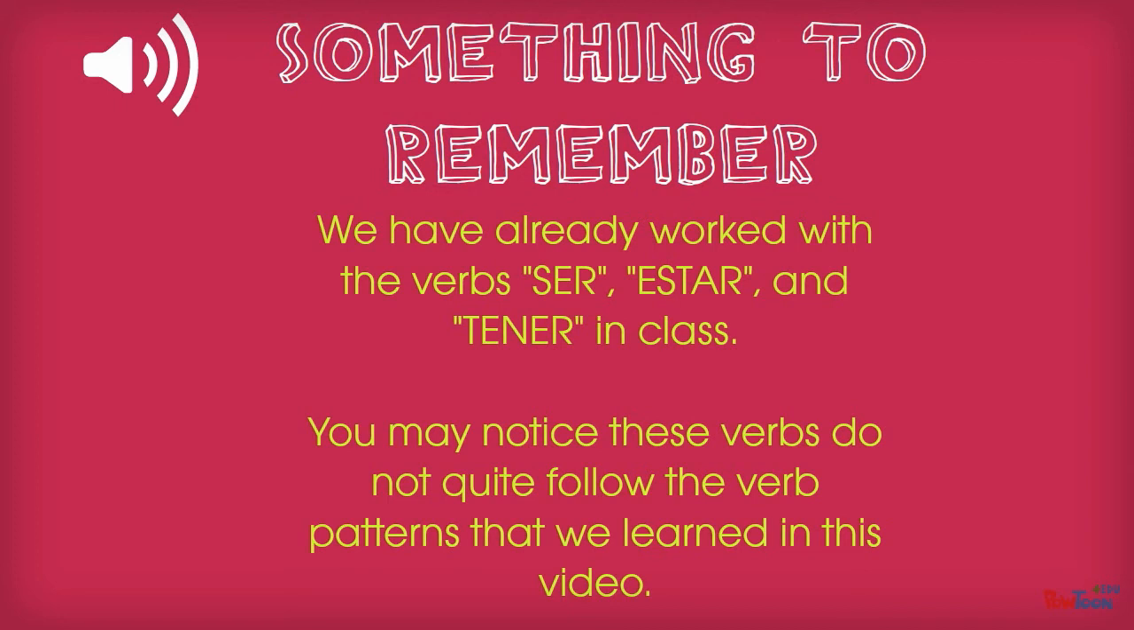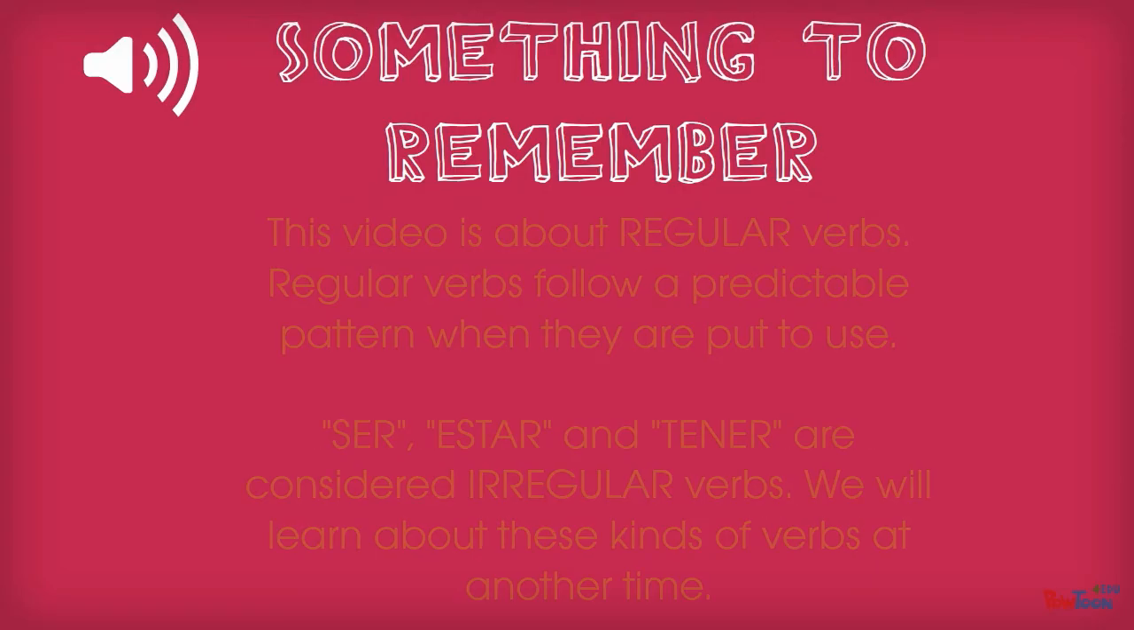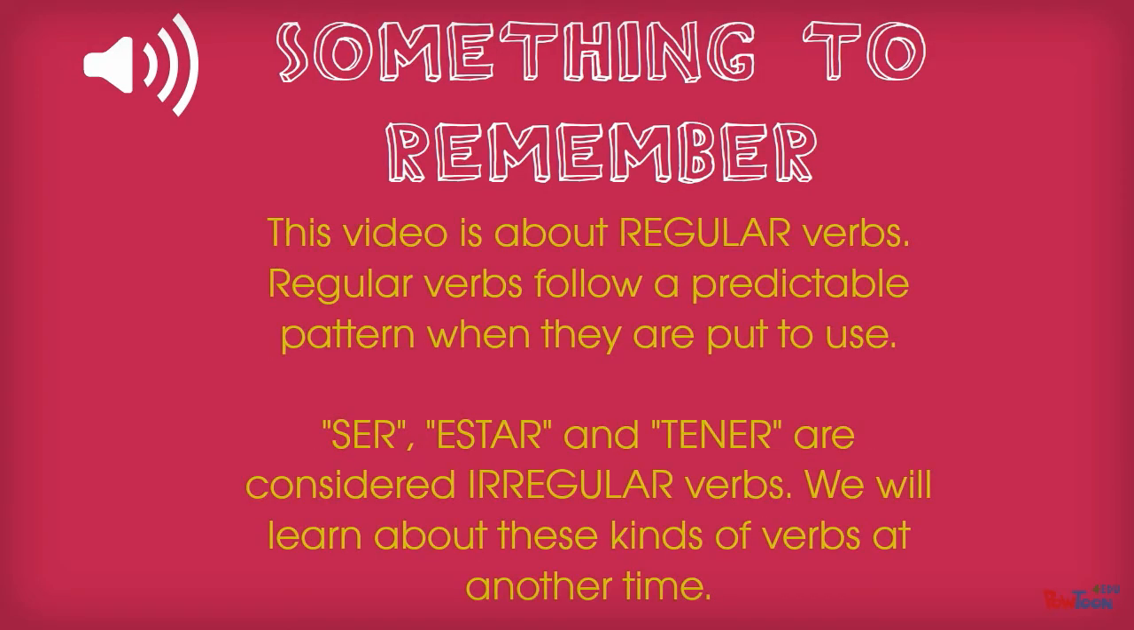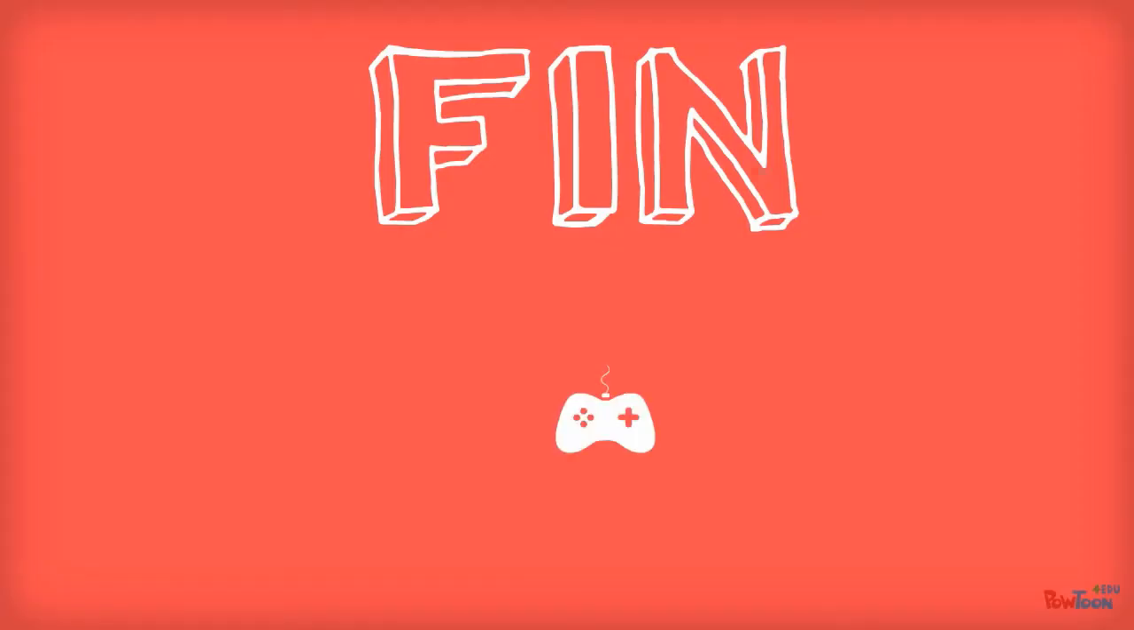Something to remember. We have already worked with the verbs ser, estar, and tener in class. You may notice these verbs do not quite follow the verb patterns that we learned in this video. This video is about regular verbs. Regular verbs follow a predictable pattern when they are put to use. Ser, estar, and tener are considered irregular verbs. We will learn about these kinds of verbs at another time.